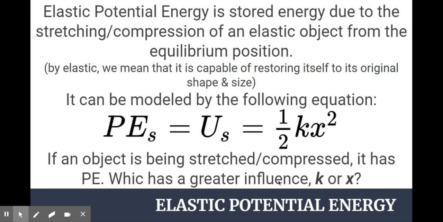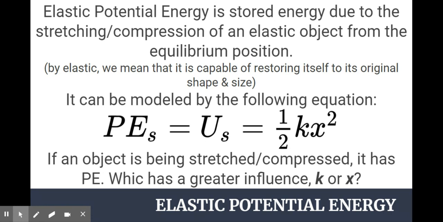A lot of newer words there, so let's make sure we understand each of them. I'll hit on some now, some a little bit later. Elastic simply means it's able to restore itself to its original shape, its original size, its original position. That's all elastic means. Compressing means that we're squishing the object together.